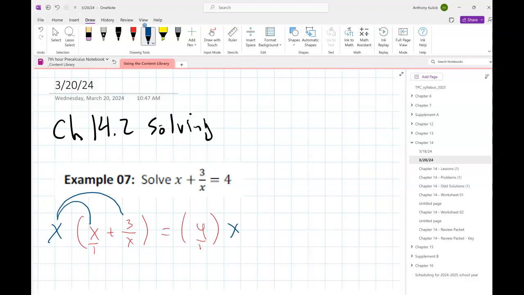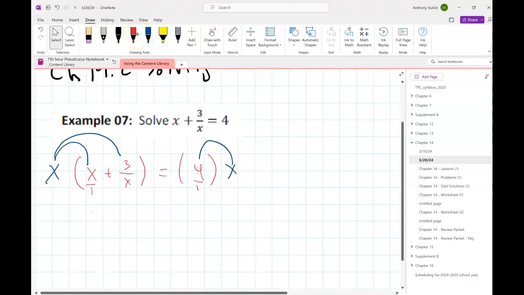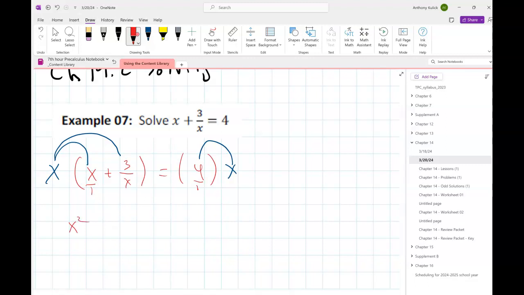I'll distribute through. X times x is x squared. X times 3 over x is not 3 over x squared, it's 3x over x, which reduces to 3. And then 4 times x is 4x. Notice now that I've done this, are there any fractions left? No! Good news for us.